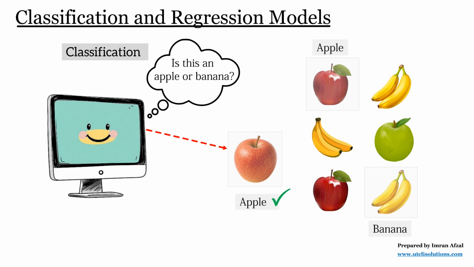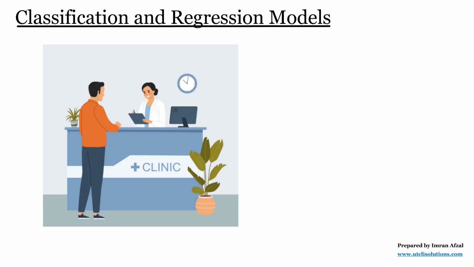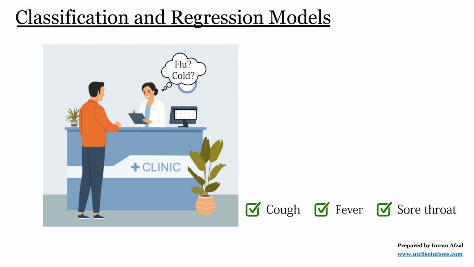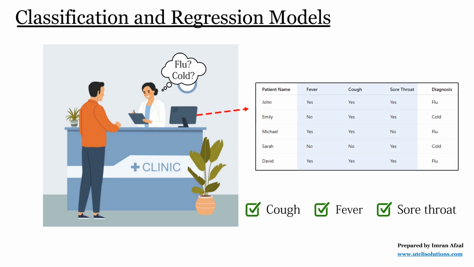Let's take a real life example of medical clinic. When a person comes in with symptoms like cough, fever, or sore throat, the doctor wants to know, does this person have the flu or just a cold? This is a classification problem. The computer learns from old patient records. It looks at the symptoms and the final result. It sees what symptoms match with the flu and what matches with a cold. Then, for a new patient, it looks at the symptoms and says, this looks like flu.